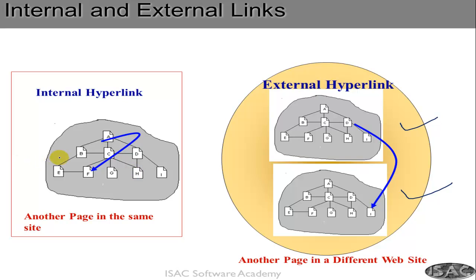Either the link can be from here to here, or it can be from here to here as well, inside the same page. So both will be called internal hyperlinks. External hyperlink means from one website page to another website page. That is called an external hyperlink.